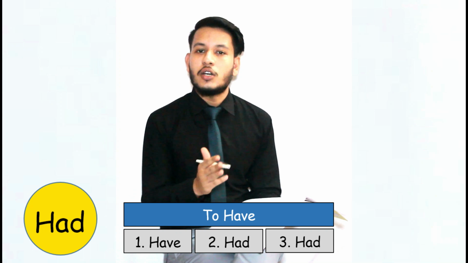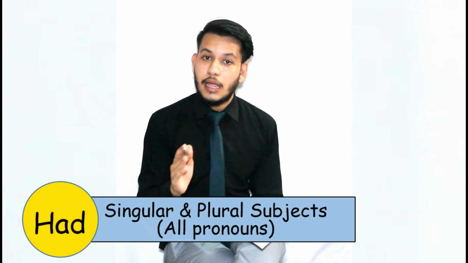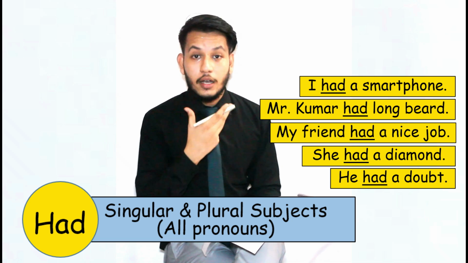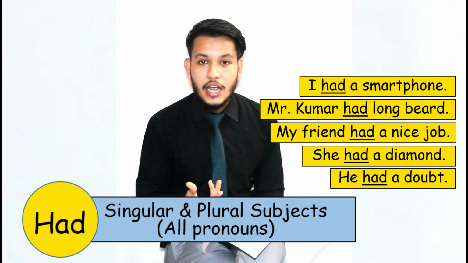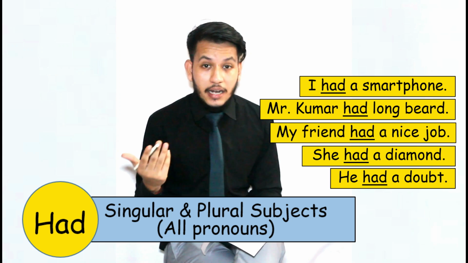Let's now talk about had. Had is the second and third form of verb have, and you use had when you talk about the things you owned, you held in past but now you don't. And you use had with both singular and plural subjects. I had a smartphone, Mr. Kumar had long beard, my friend had a nice job, and she had a diamond, he had a doubt.